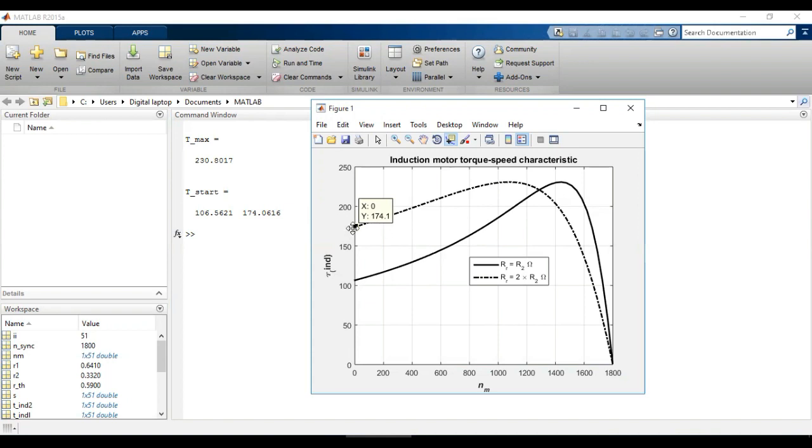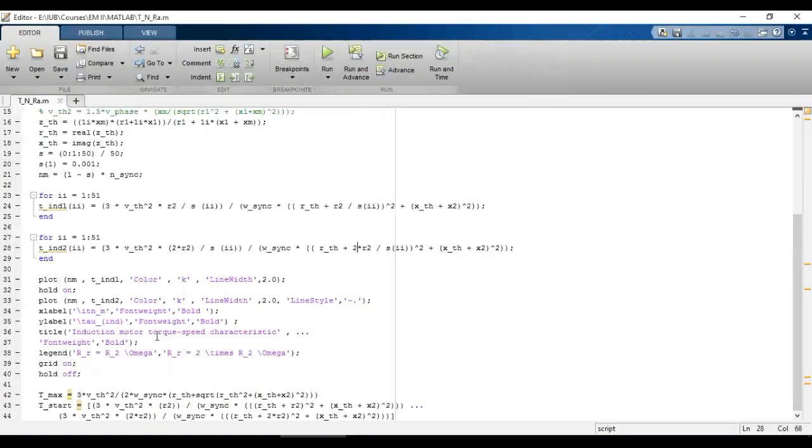So all these values are in good agreement with the graphical results, and this starting torque is basically calculated using this same expression, but this s is replaced by 1. So you can see we don't have any R2 divided by s term, so only R2 terms are here. So when s is equal to 1, this expression will correspond to the starting torque.